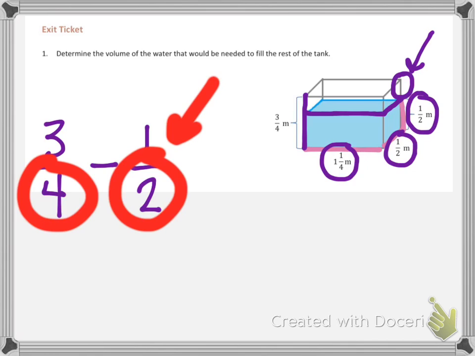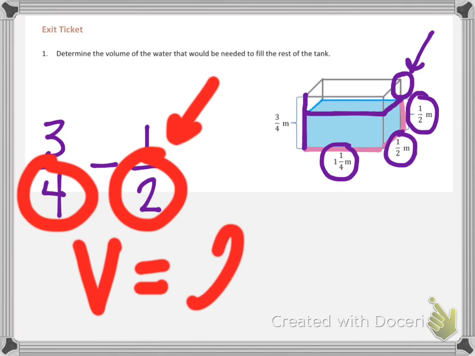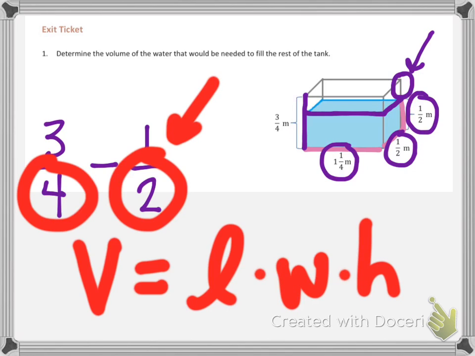And then you're just going to remember that volume equals, in a rectangular prism, length times width times height, and you should be able to get it.